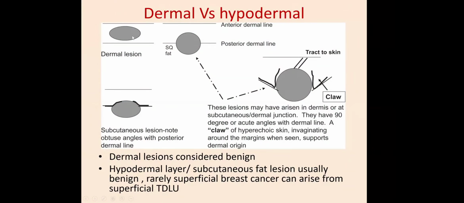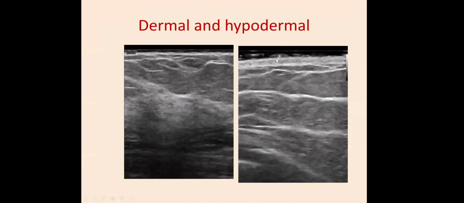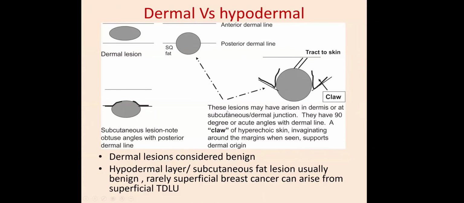So this is an article where they have described how to differentiate between the dermal and the subdermal lesions in the breast. So in case of dermal lesions, this is an anterior dermal line, as I have shown you here. This is an anterior dermal line. This is a posterior dermal line. So the lesions may vary in the dermis or in the subcutaneous dermal junction. They make an acute angle with the dermal line.